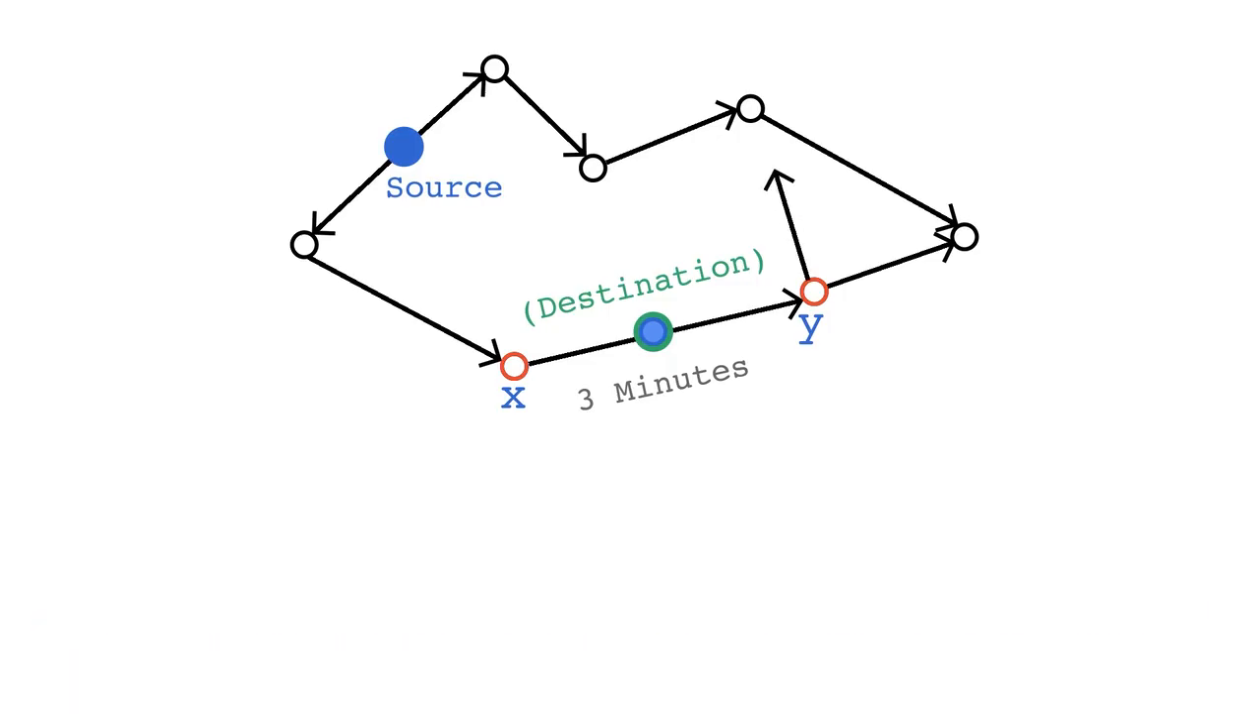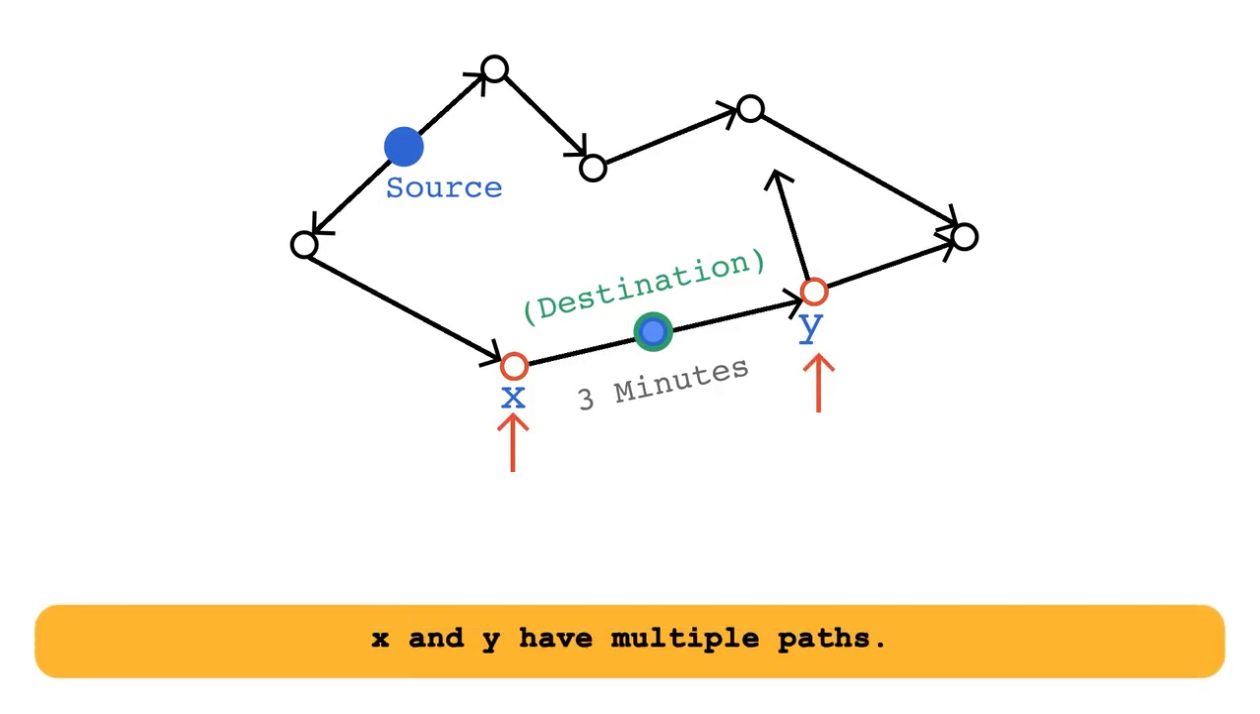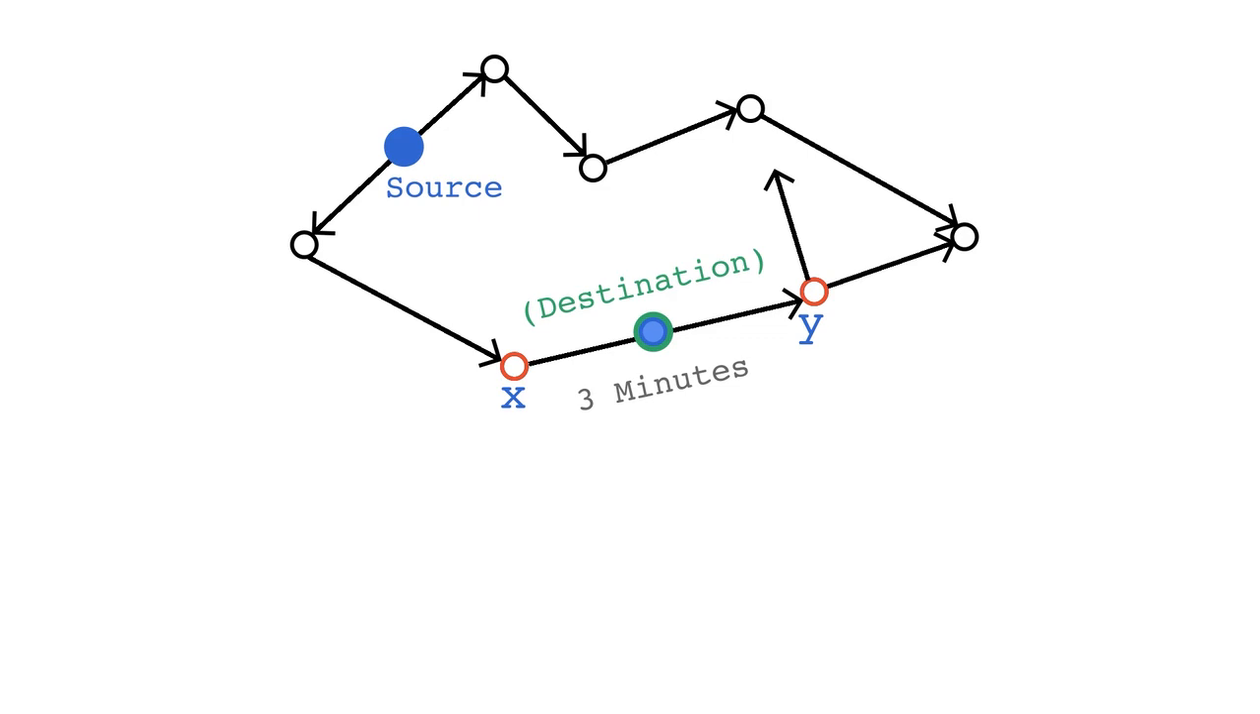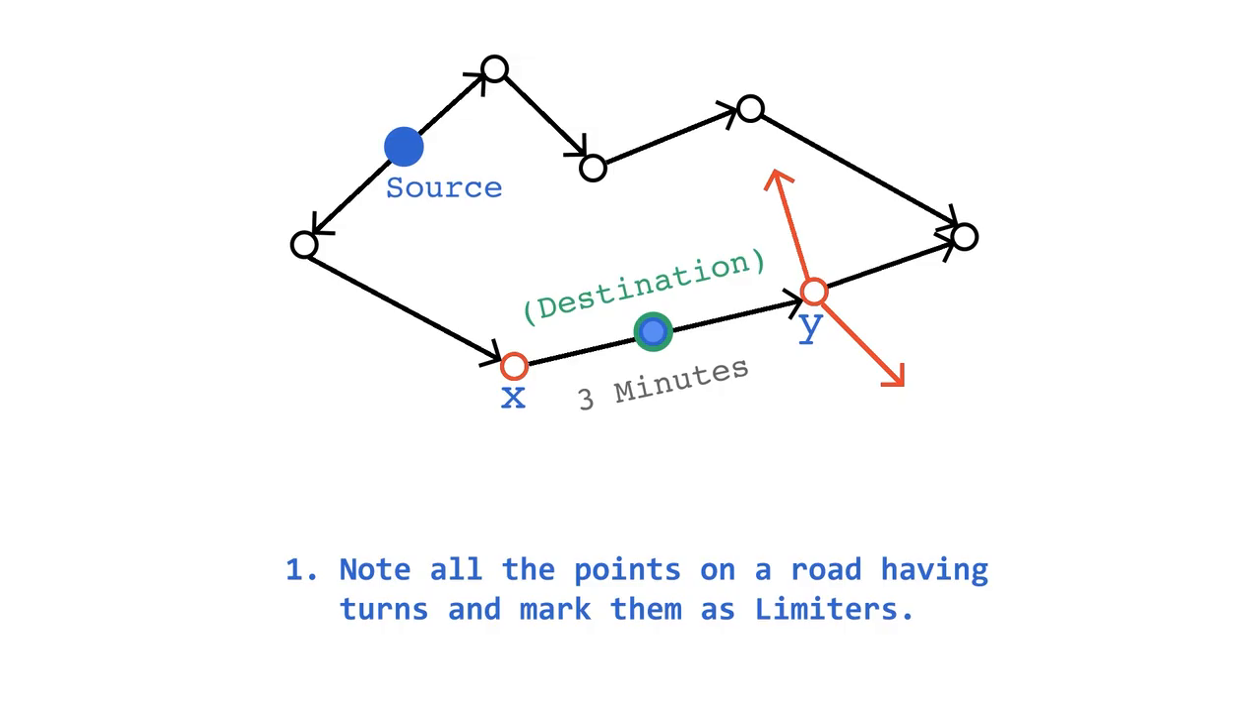Maybe you have a turn over here. That's the reason why this road is considered ending over here. So what that implies is X and Y have multiple paths. Otherwise, you would just be heading on the same road. If you have no left or right option, then really ending the road here doesn't make sense. But if there is an option, then what you should be doing is noting this position Y and then giving these options to any incoming traffic. So that means note all points on a road having multiple possibilities, which is basically turns, and mark them as limiters.